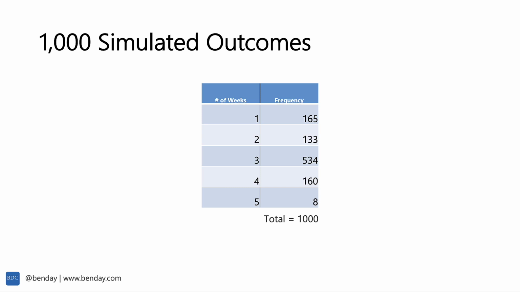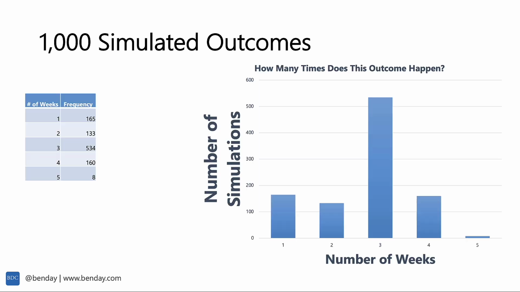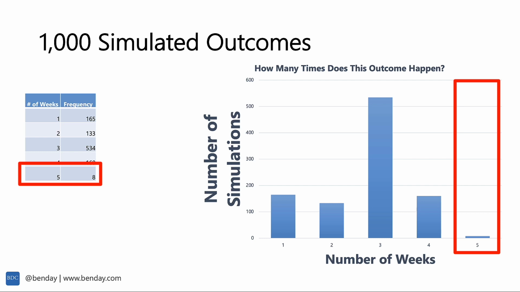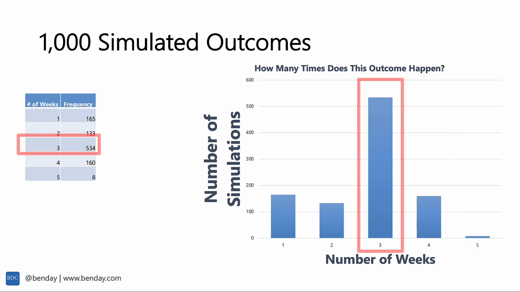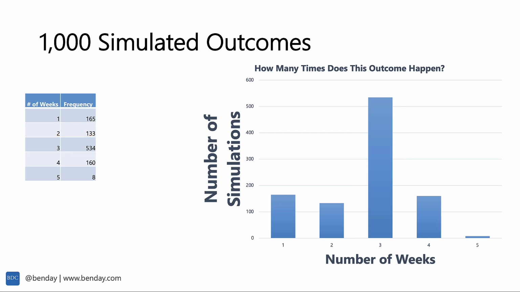Probably makes sense to try to visualize this in a graph. So taking those 1,000 simulated outcomes, sometimes it took us 5 weeks to deliver 15 items, but that didn't happen very often. It only happened 8 times out of 1,000. But we've got this big, gigantic, very common outcome, which was 3 weeks. It sometimes took us 1 week or 2 weeks or 4 weeks, but, well, let's try to figure out what the percentages were for those.